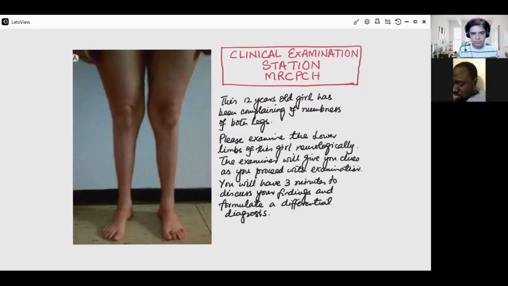I'd like to check for the reflexes now. Which reflexes would you like to check? I check for the reflex at the knee, L2, L3, L4, and then I check at the ankle. The ankle reflexes are absent, but the knee reflexes are present.